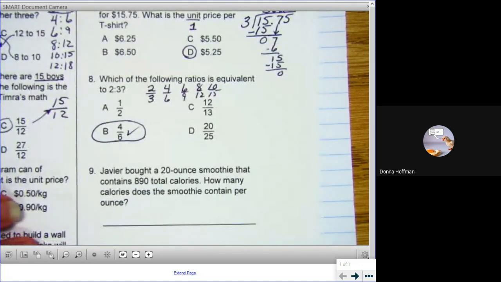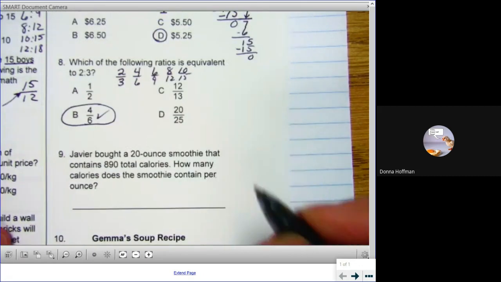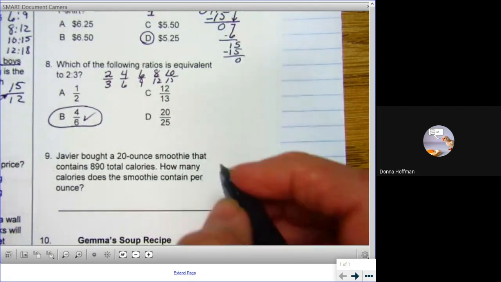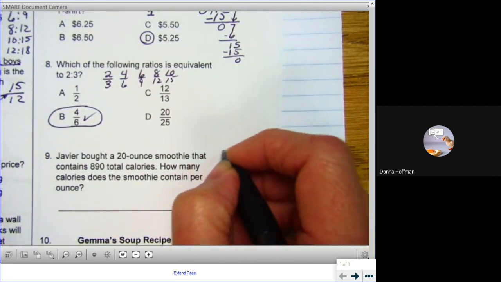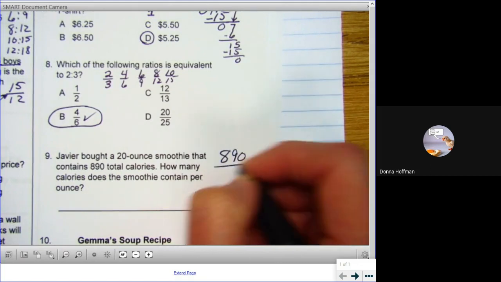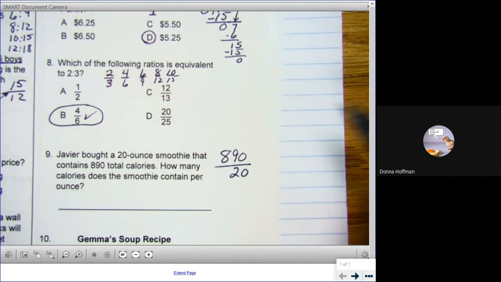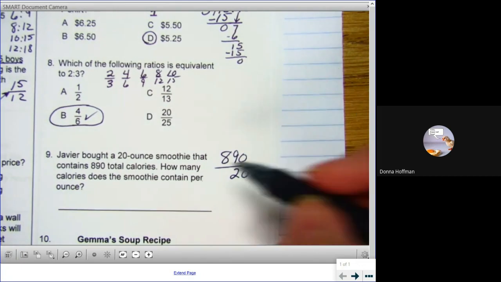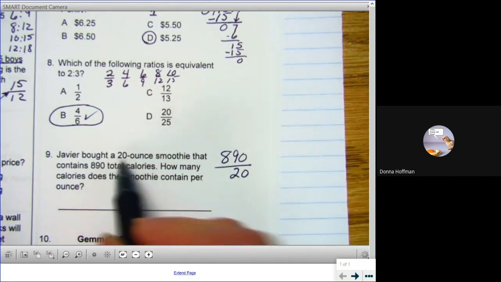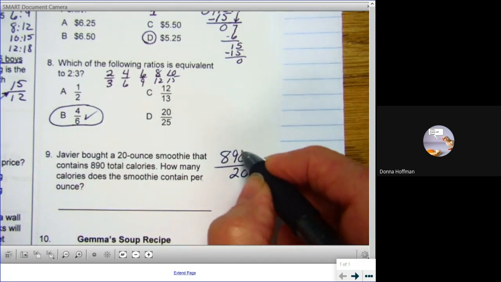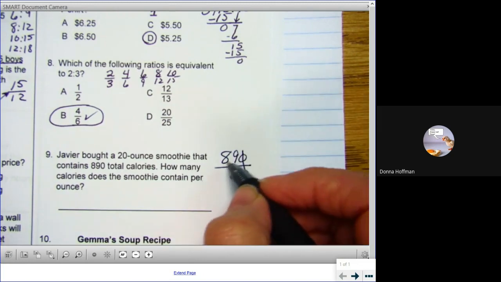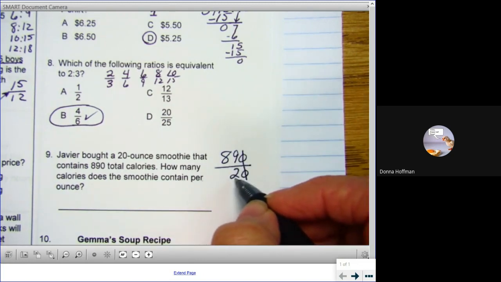Javier bought a 20-ounce smoothie that contains 890 total calories. How many calories does a smoothie contain per ounce? This is simple division. Very first thing I'm going to do, though, is set the division up like a fraction because I see a 0, 0. And you know, that's my favorite thing, 0, 0 gone. So now it's 89 divided by 2. That's all it is.